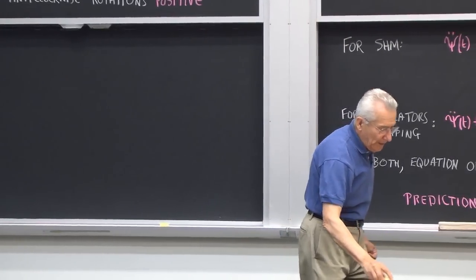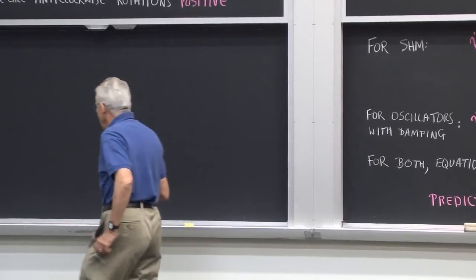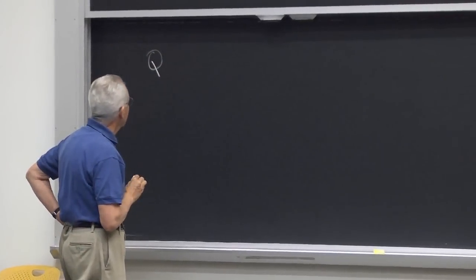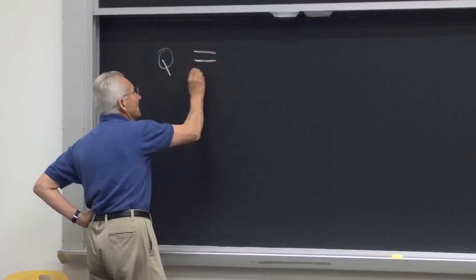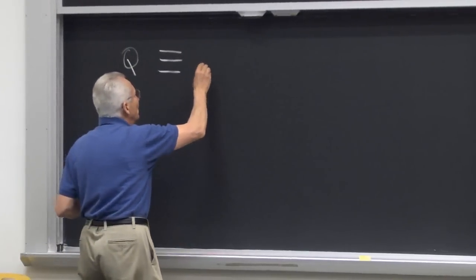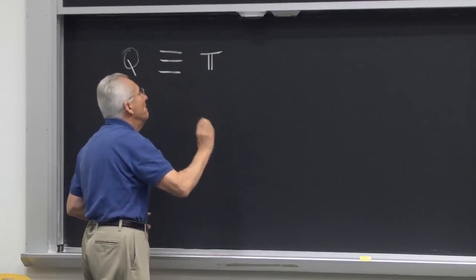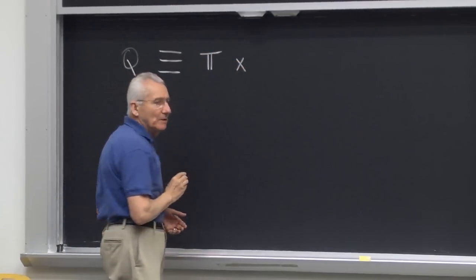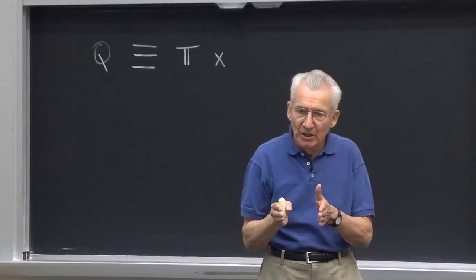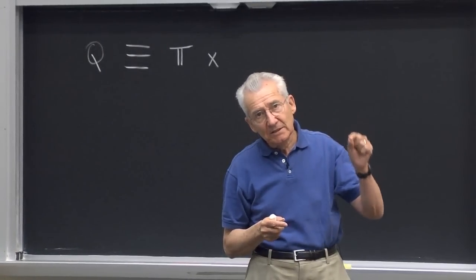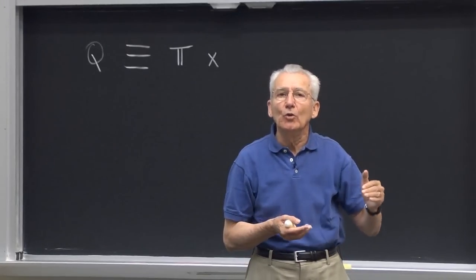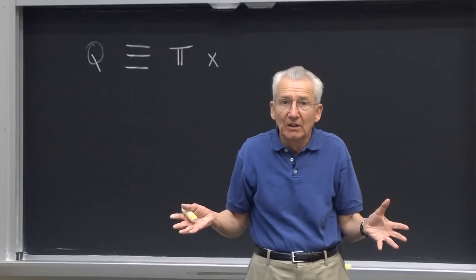So let me do that. The Q value of an oscillator is defined, for no good reason, as pi multiplied by the number of oscillations the oscillator makes before its amplitude drops by 1 over e. It's a formal definition.